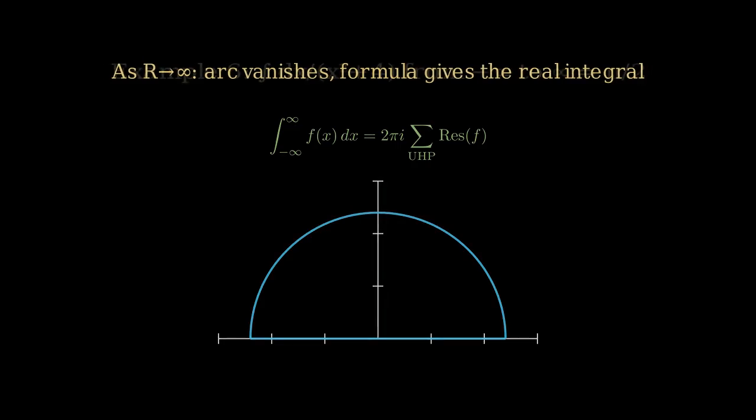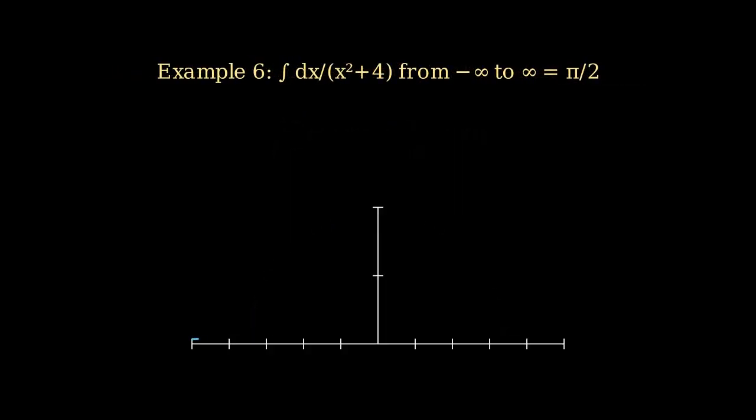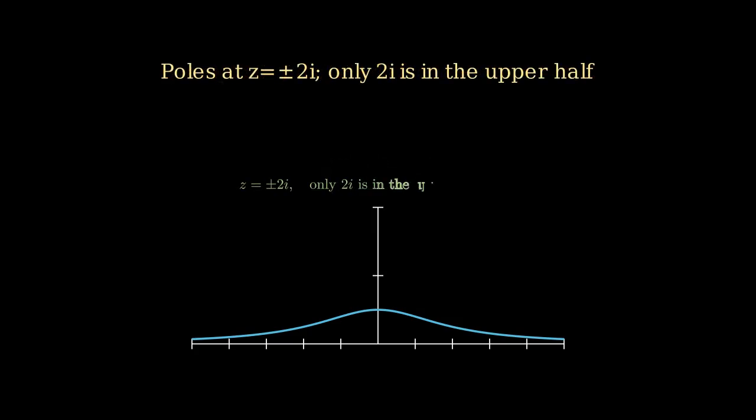Worked example 6, a classic improper integral. We'll use residue calculus to show that the integral from negative infinity to infinity of 1 divided by the quantity x squared plus 4 dx equals pi divided by 2. Step 1. Identify the poles by solving z squared equals negative 4, giving two purely imaginary poles, z equals plus or minus 2i. Step 2. Only the pole in the upper half plane, z equals 2i, sits inside the semicircle as the radius grows.